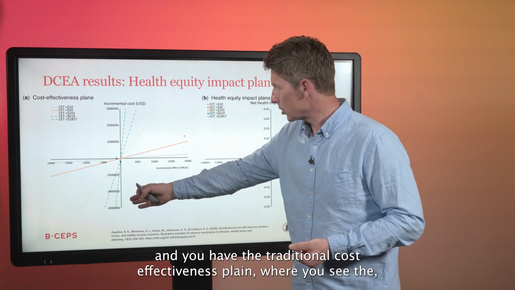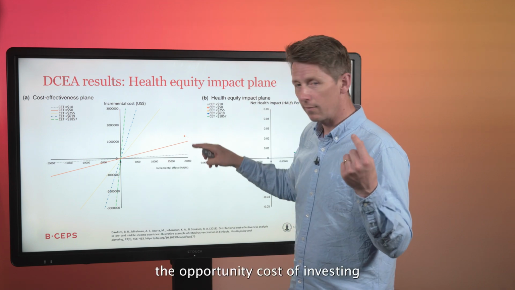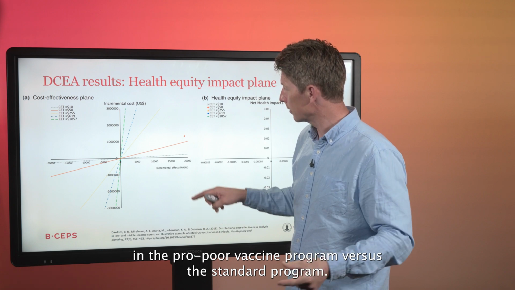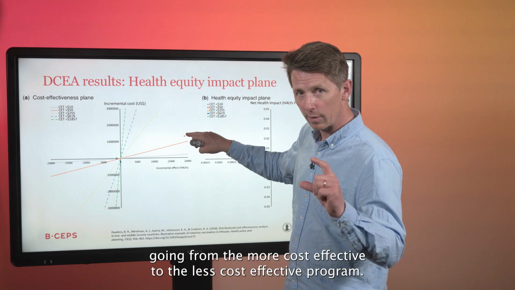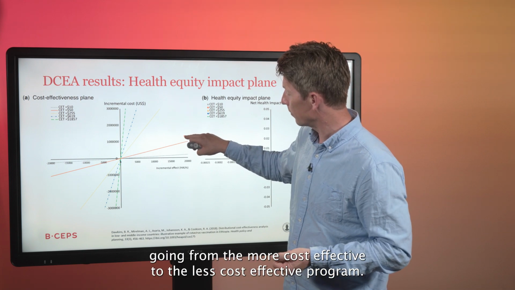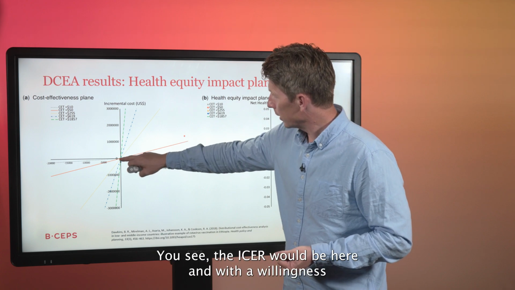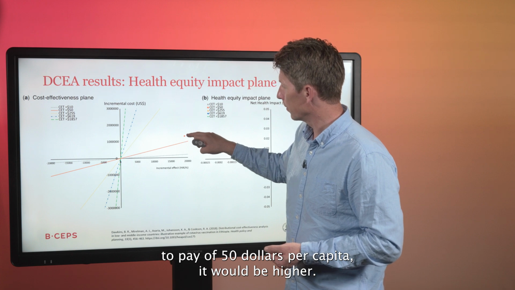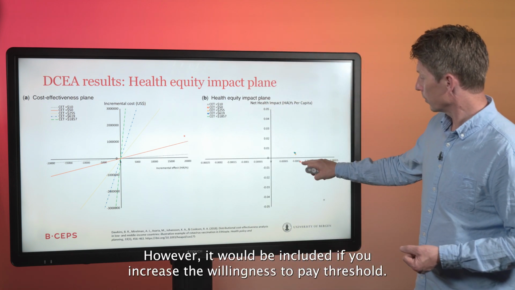And you have the traditional cost effectiveness plane, where you see the opportunity cost of investing in the pro-poor vaccine program versus the standard program. And then you see the cost effectiveness of the intervention. The ICER would be here, going from the more cost-effective to the less cost-effective program. With a willingness to pay of $50 per capita, it would be higher. However, it would be included if you increase the willingness to pay threshold.